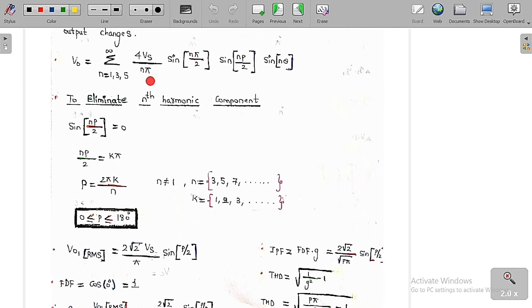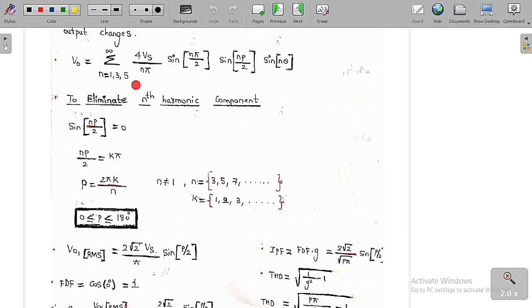So as you can see clearly, the output voltage is a periodic signal. As it is a periodic signal, if you want to express it in terms of Fourier series, the final expression that you are going to get is V0 is equal to sigma n equal to 1, 3, 5 up to infinity of 4 Vs by n pi into sin n pi by 2 into sin np by 2 into sin n theta.